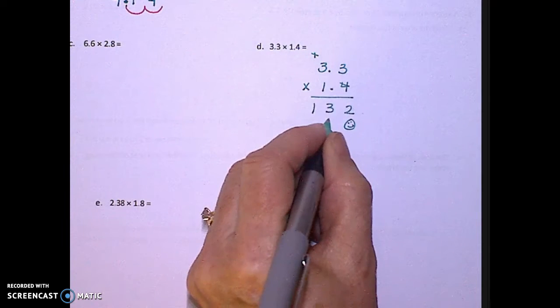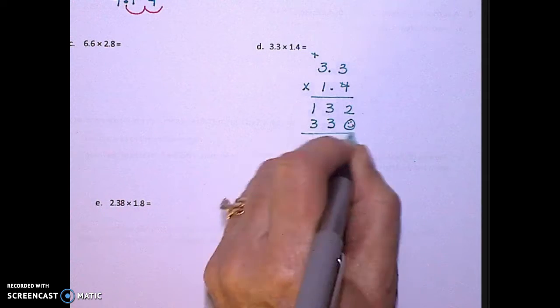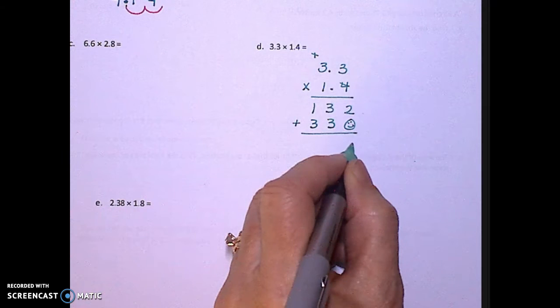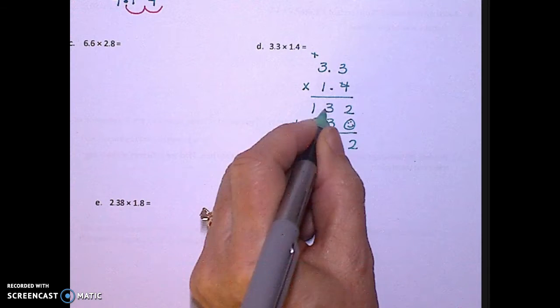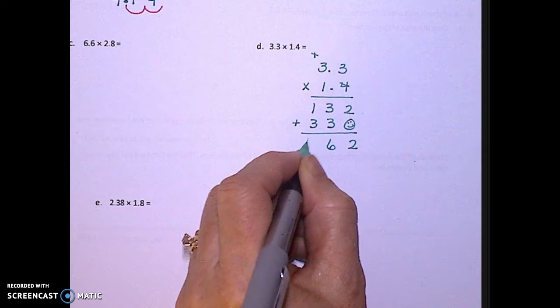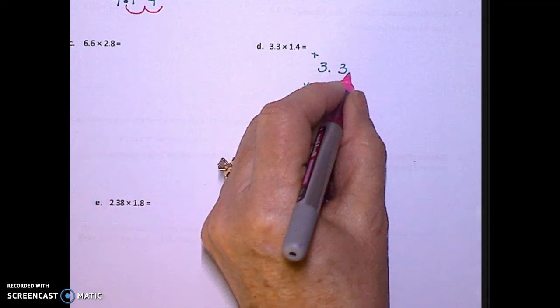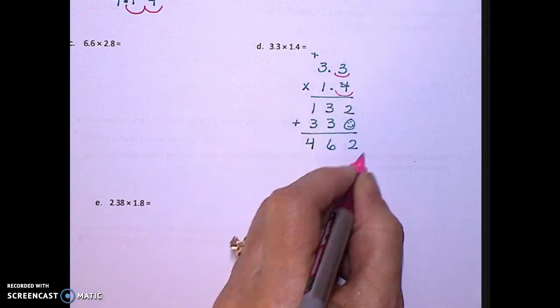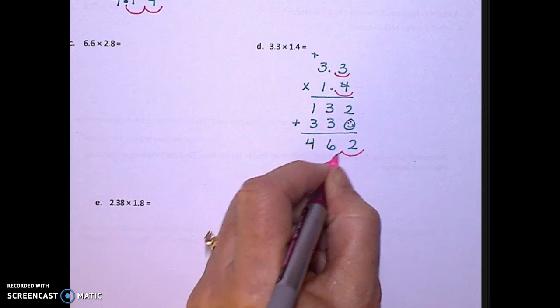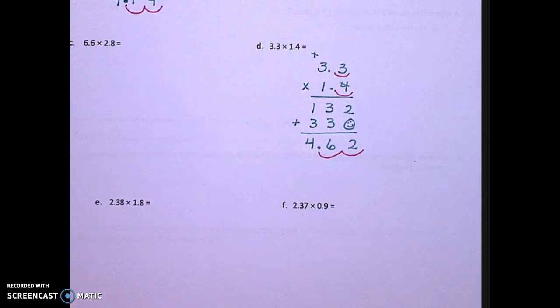1 times 3 is 3. 1 times 3 is 3. Going to add 2 plus 0, 3 plus 3, 1 plus 3. Same thing with my decimal, go up and count over 1, 2. So down here, 1, 2. The decimal goes right here. So our answer is 4 and 62 hundredths.